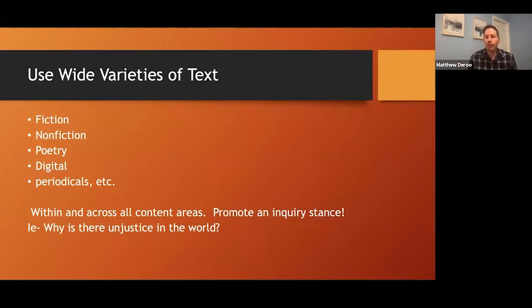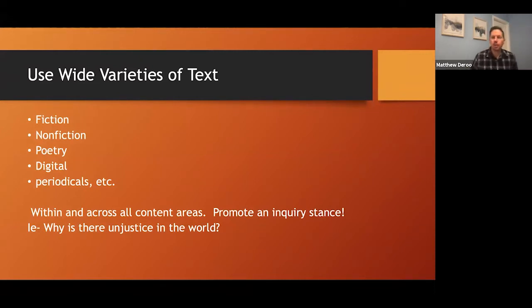So when we think about a wide variety of texts, often in school we have great texts that are print-based, but I could bring this mug into class and we could have a whole half-hour discussion just about the images on this mug, right? So when we think about variety of text, are we using fiction, nonfiction, poetry, plays, magazines, podcasts, YouTube videos, TikTok, social media? All of these things are important.